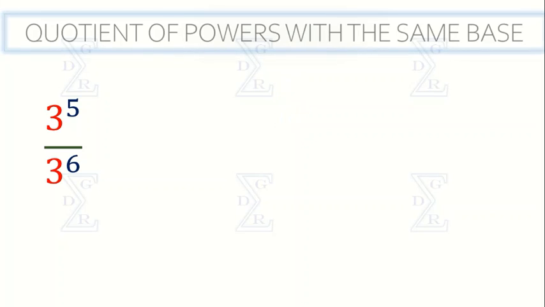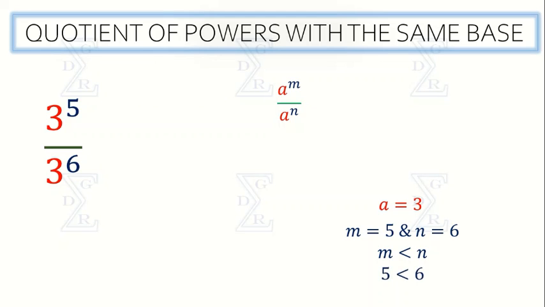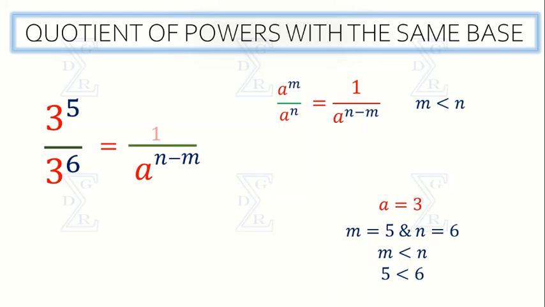According to the question, the base is 3, that is, a is 3, and the exponents are m is 5 and n is 6. Here, m is less than n, that is, 5 is less than 6. So the formula is 1 on a raised to the power of n minus m. Substitute the values in the formula and simplify the exponent. That is, a is 3, n is 6, and m is 5. Finally, we get 1 on 3 raised to the power of 1, or 1 on 3, or 1/3.